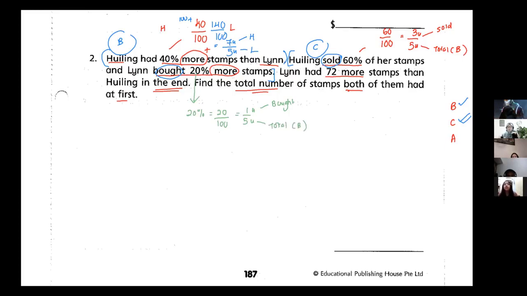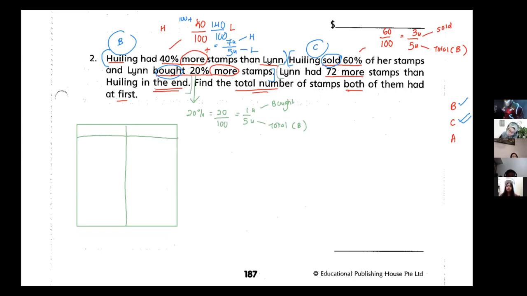Okay, so we have all this information already. What are we going to do? We are going to draw out the table first. Hui Ling and Lin, two people only. Then we cut into two columns. By the way, the after: Lin had 72 more stamps than Hui Ling in the end. The words "in the end" tell me that this is my after information. So I have my after already. Hui Ling and Lin, B, C, A.